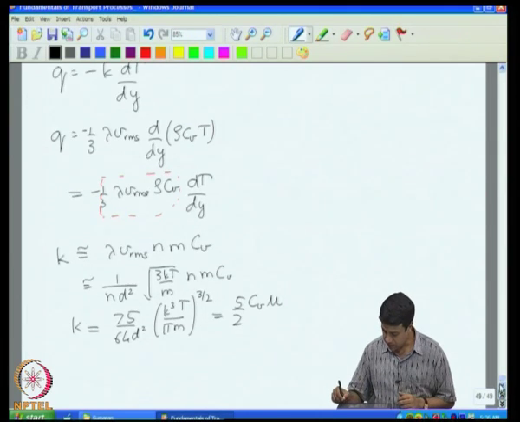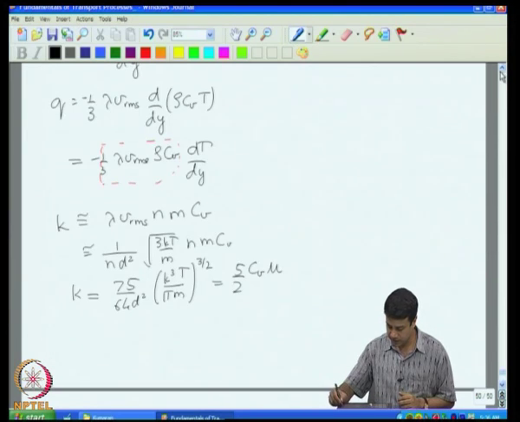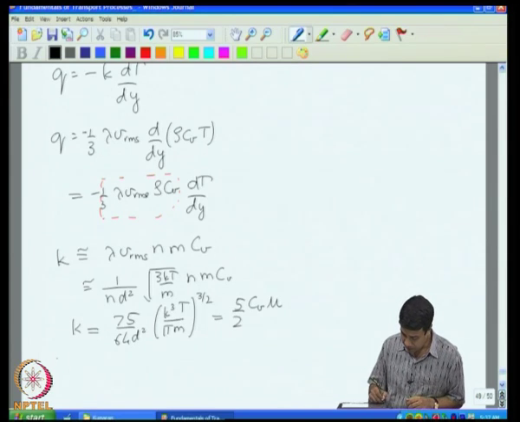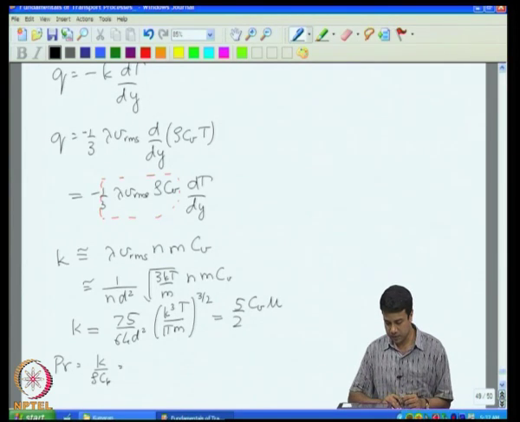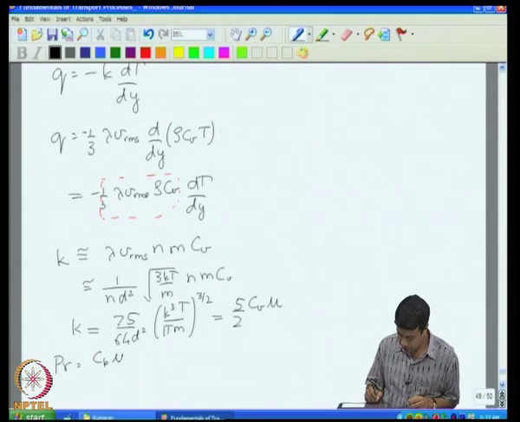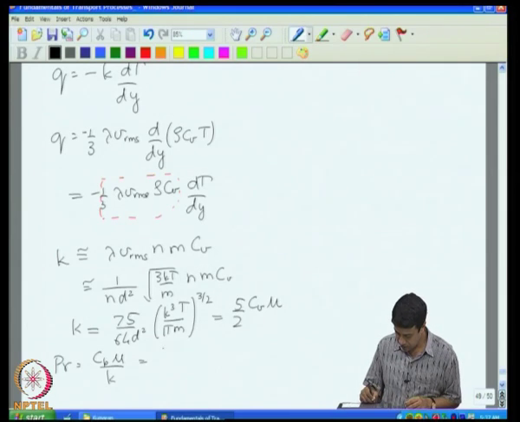In the previous case, when I did mass diffusion, I calculated for you the Schmidt number. I can now calculate for you the Prandtl number using this expression. The Prandtl number is equal to Cp mu by K, which is equal to 2 by 5 Cp by Cv.